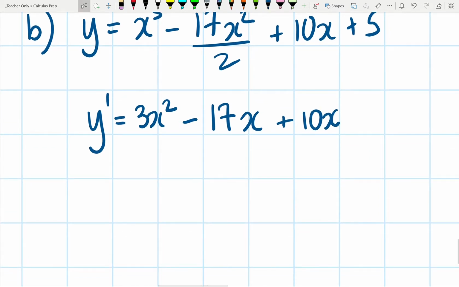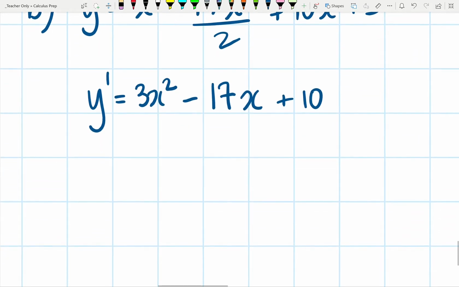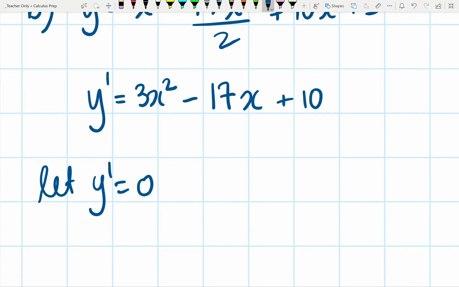plus 10x. And we want that... Yeah, the 5. Oh, plus 10. Thank you. Yes, plus 10. Okay, we want the derivative equal to 0, so therefore 0 equals 3x squared minus 17x plus 10.